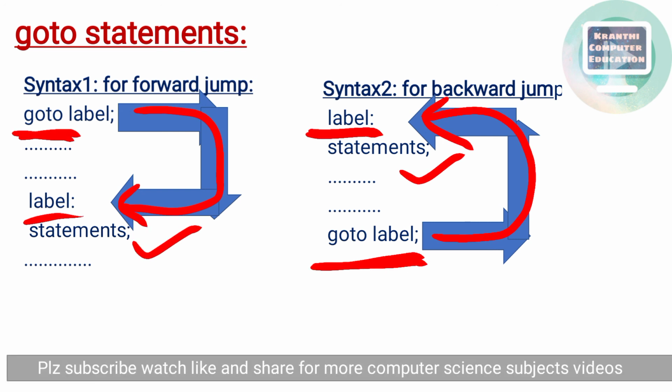I hope you understand the jumping statements: break statement, continue statement and goto statement.